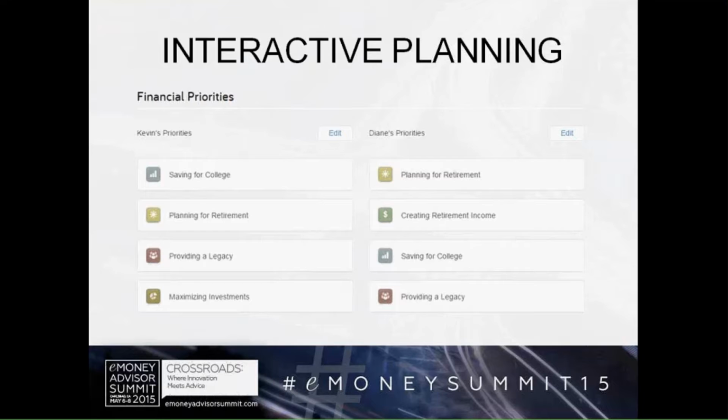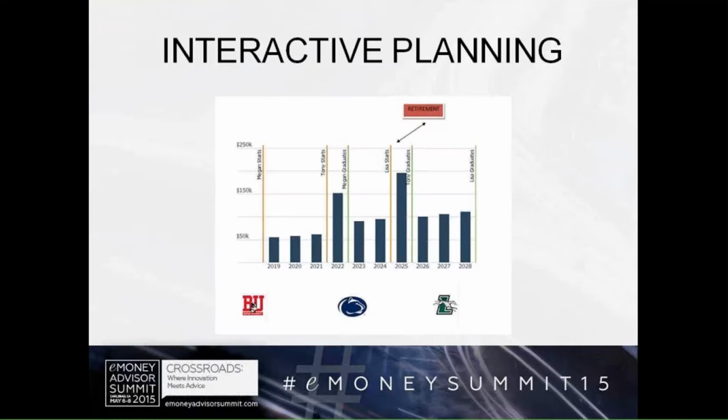We see those 3 things are unique between Kevin and Diane, so that's what we're going to plan for today. When we look at what education planning means for the Stevensons, you see 3 not-so-cheap universities, and you see that all 3 children are going to school over a span of 10 years. They're overlapping, and somewhere in the middle of that, client and spouse is trying to retire.